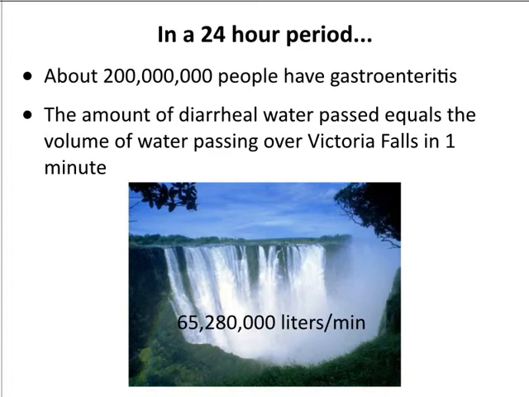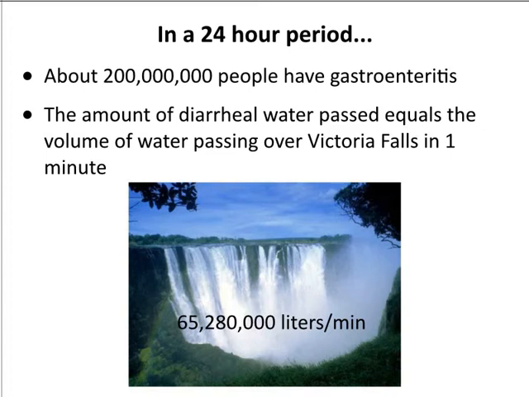This is a cool statistic. In any 24-hour period, about 200 million people have gastroenteritis, and the amount of water they pass is equal to what passes over Victoria Falls in 1 minute, which is just over 65 million liters. And I got this from a gastroenterologist who knows these things. So that's a lot of water.